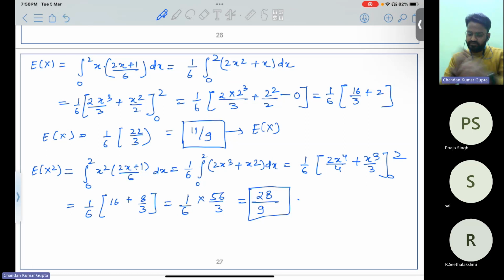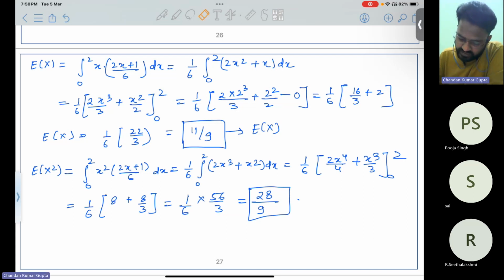Think, is it right? We put the value of x equal to 2 here. So 5 upon... Okay, there is one more mistake actually. It is 4, no? So this is not 16. This comes out to be 2 to the power 4, which is 16. 32 divided by 8, it's 8 plus 8 by 3.